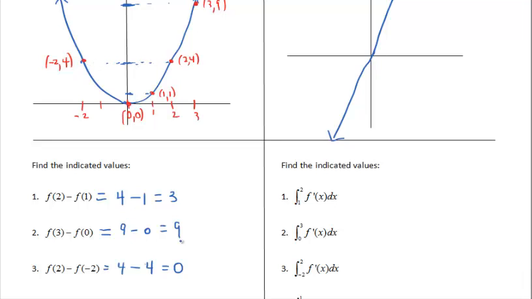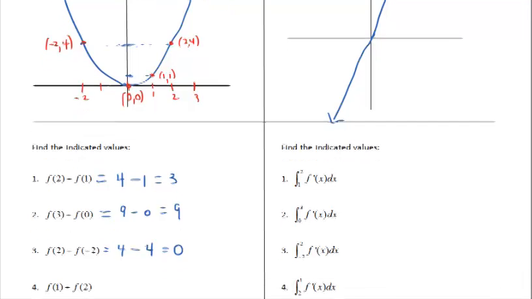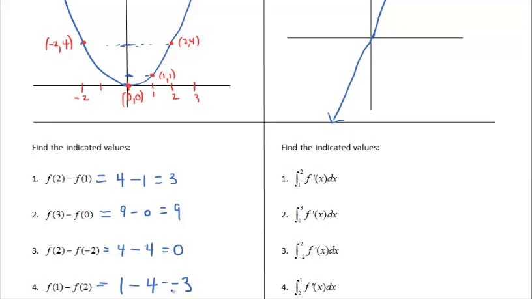They're equal. All right, and the last difference, f of 1, which is 1, minus f of 2, which is 4. We're taking a small y value and subtracting a larger y value, so that change is negative 3. So we had some positive answers, some negative answers, and a 0 answer. Easy enough, find the difference in the two y values on the original function f.